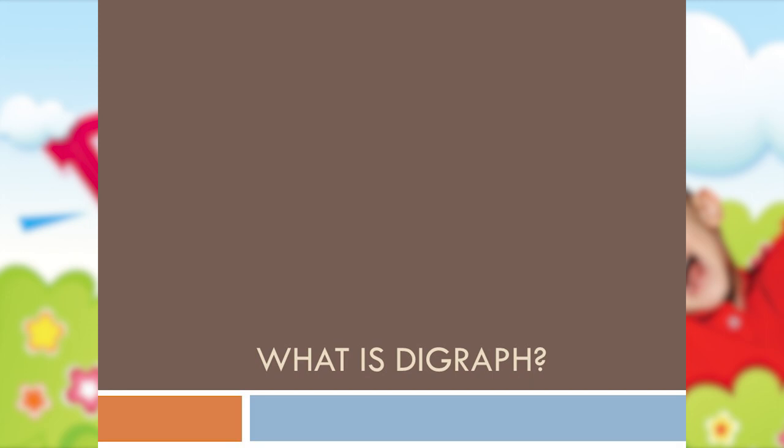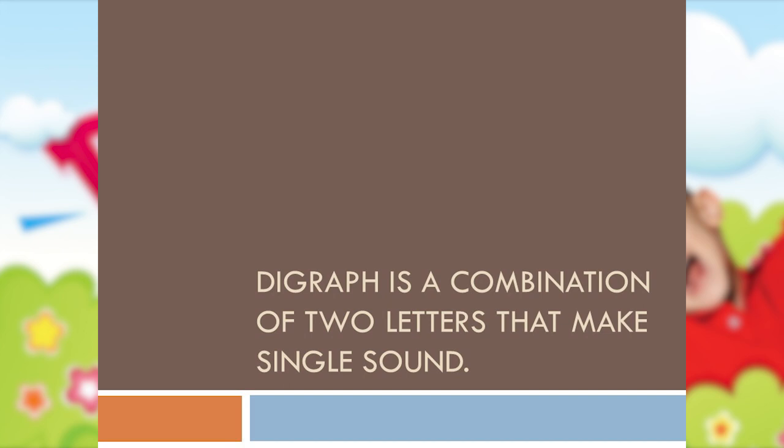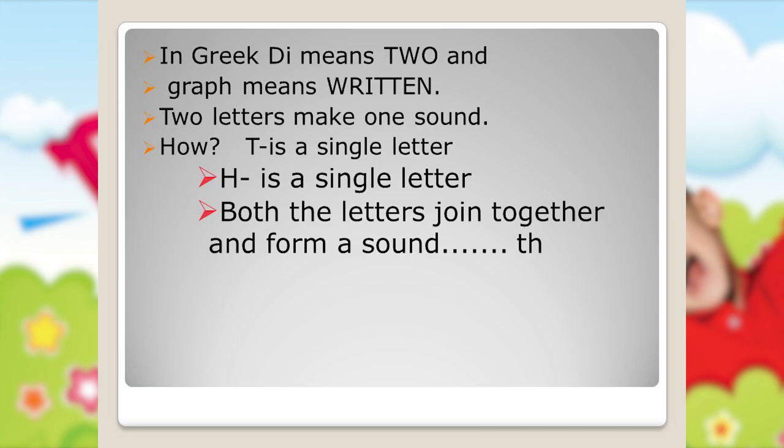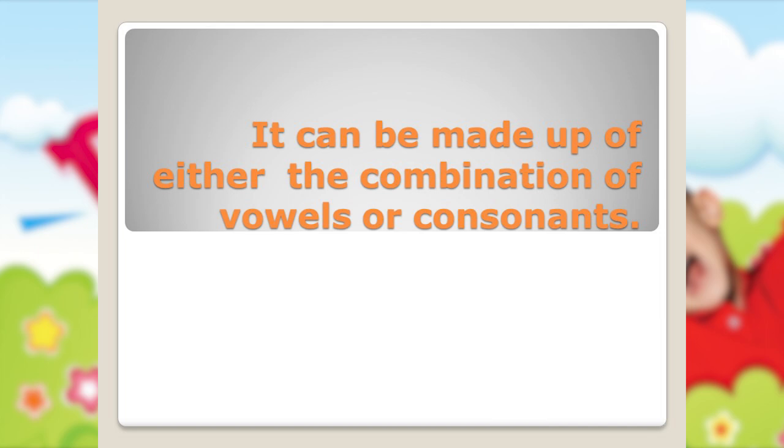What is a digraph? In Greek, di means two, graph means written. Two letters that make one sound is called a digraph. How, you can ask? T is a single letter, H is a single letter. Both the letters join together and produce the sound th. You may ask, is a digraph produced only by consonants? Good. No. It can be made up of either a combination of vowels or consonants.